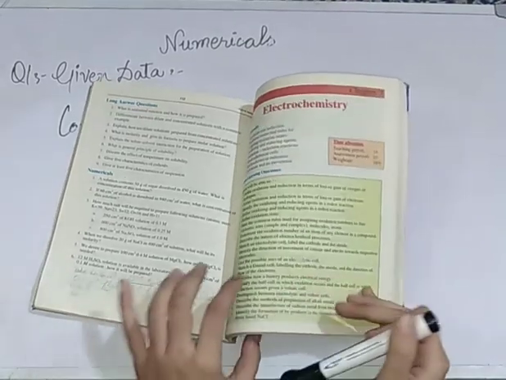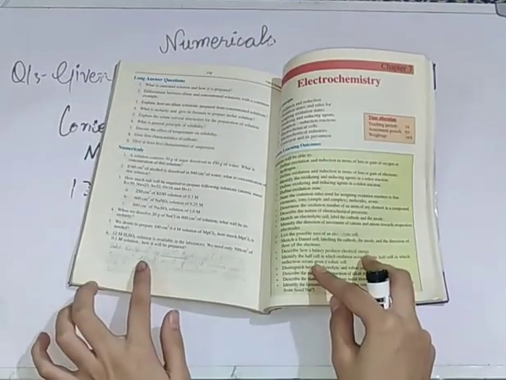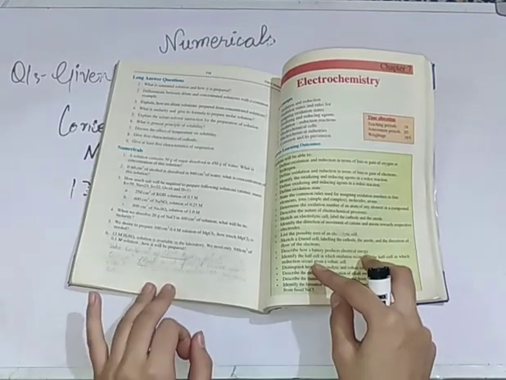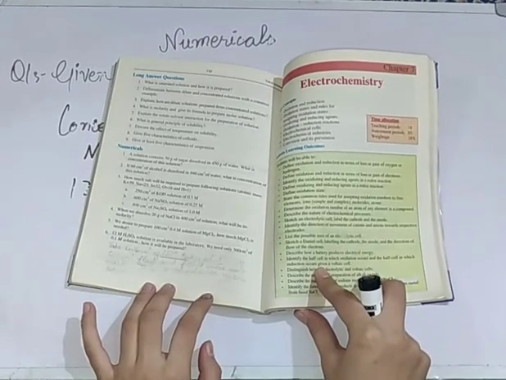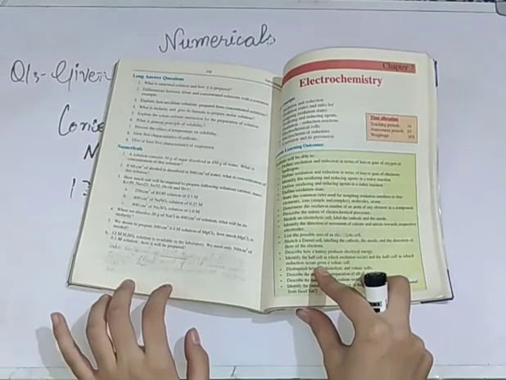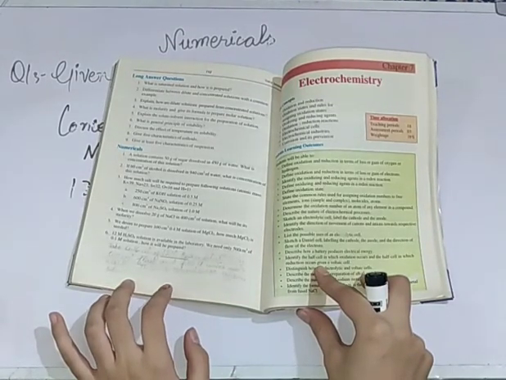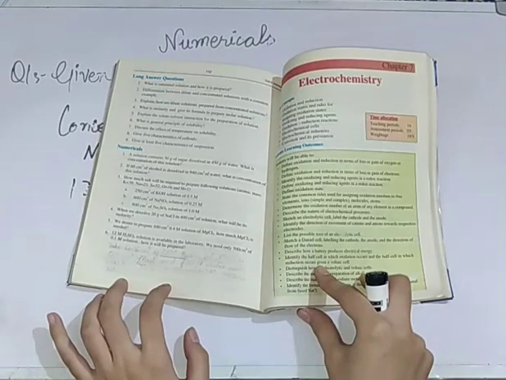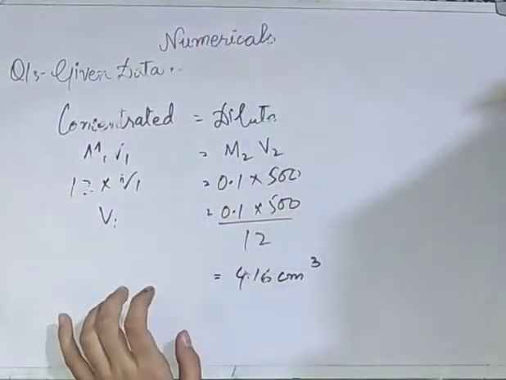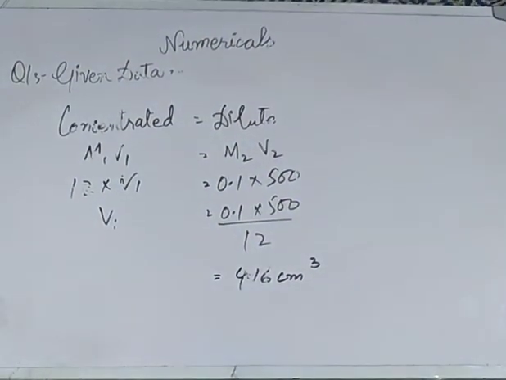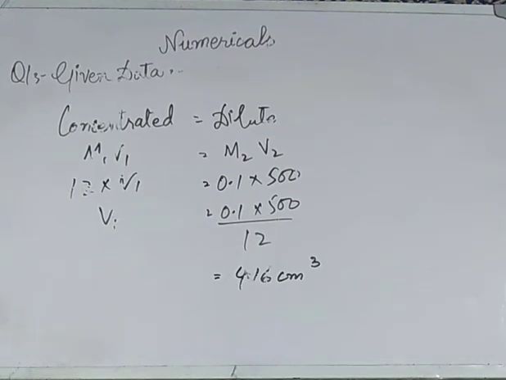How will it be prepared? We can take 4.16 centimeter cube of 12 molar sulfuric acid solution in a 500 centimeter cube flask and fill it with water up to the mark. This is 500 centimeter cube of 0.1 molarity sulfuric acid solution. So it's the end of unit number 6, numericals.